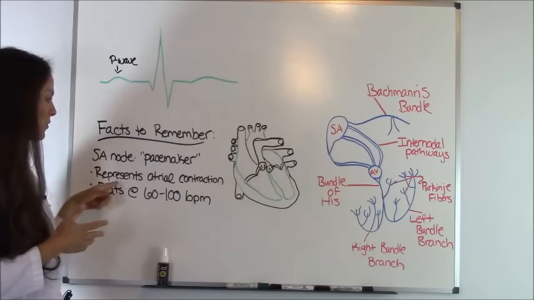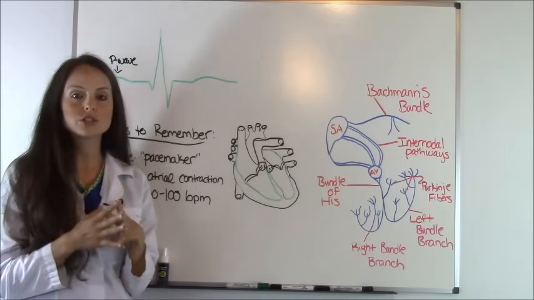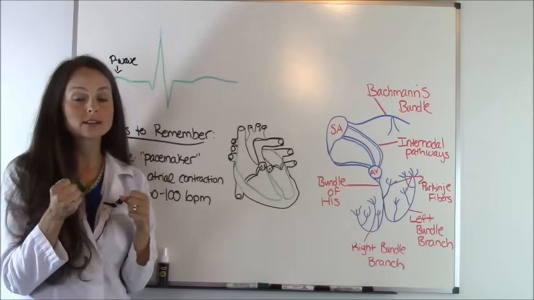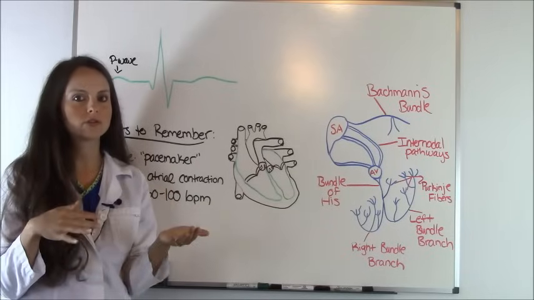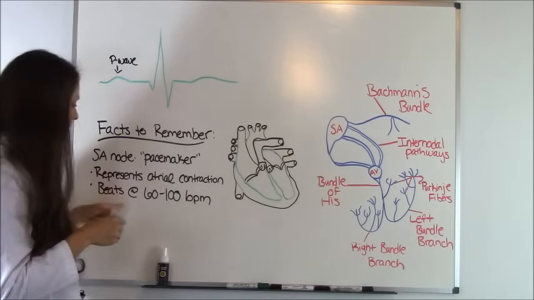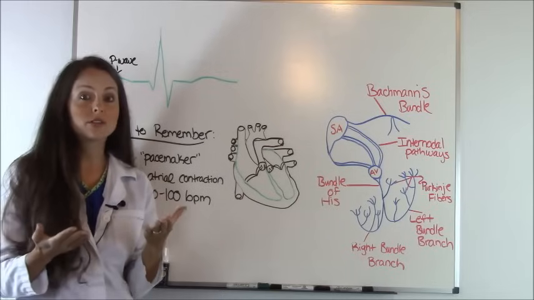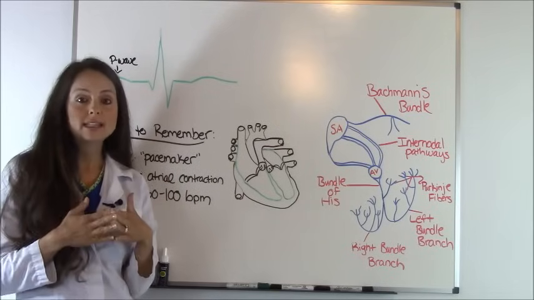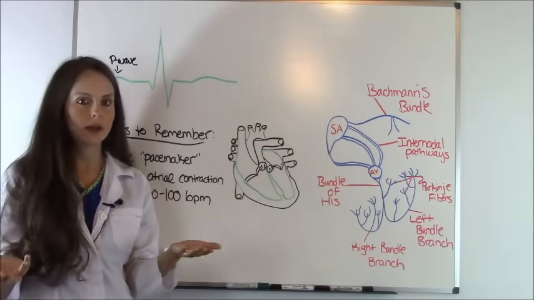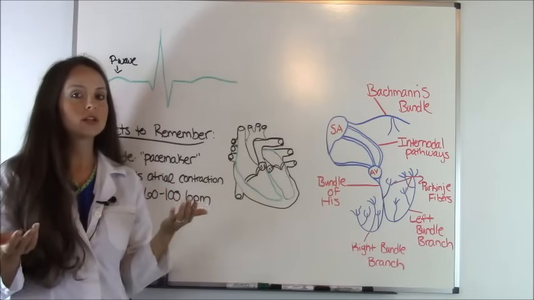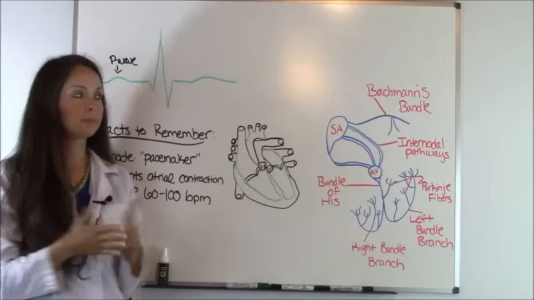The SA node, what it does is it causes your atrium to contract, okay? So it's responsible for atrial depolarization. Depolarization means contraction. It beats, this is also another common test question, it beats at 60 to 100 beats per minute, which is a normal heart rate, okay? So that's why it's known as the pacemaker.